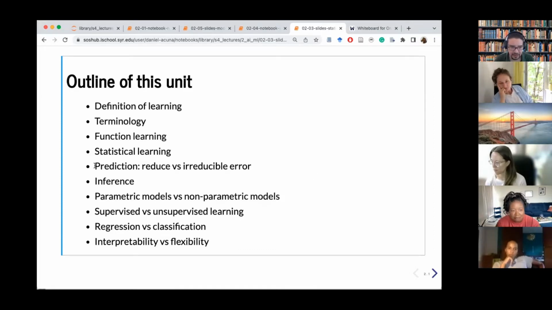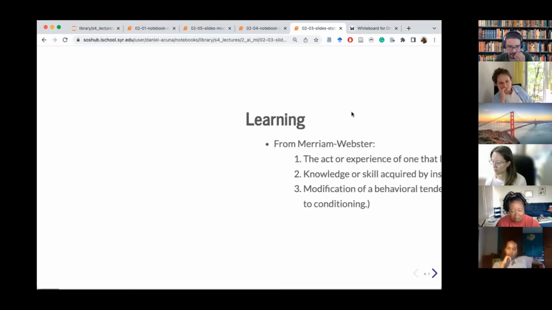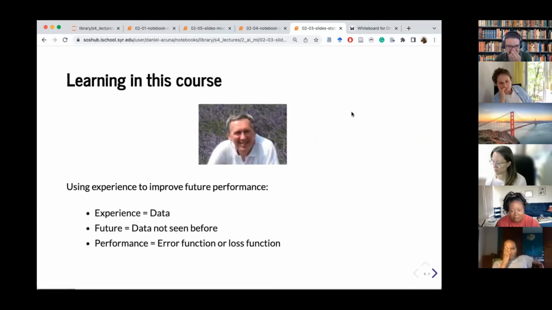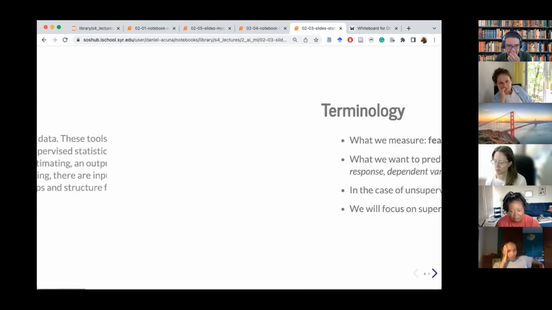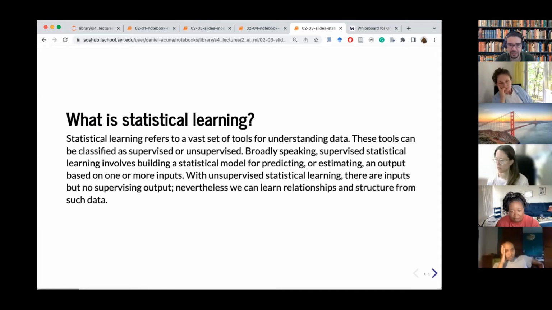So I think these three things are very important concepts. Okay, so I'm going to skip through this, but basically statistical learning is the idea of using data and supervised and unsupervised learning to both predict and understand the data.